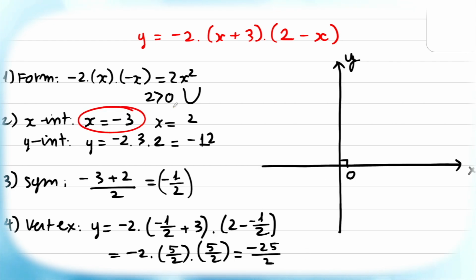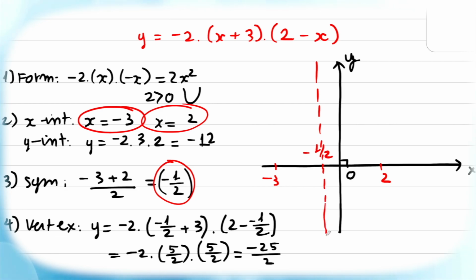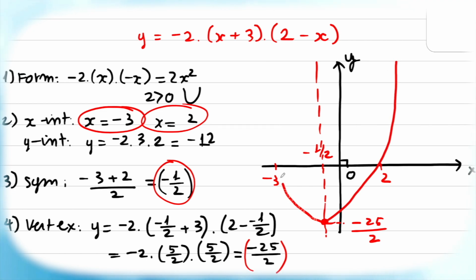The points here are minus 3 and 2. So minus 3 here, 2 here. The symmetrical line is minus 1 over 2. The vertex will be minus 25 over 2. Okay, this belongs at the bottom here. Minus 25 over 2. And the y-intercept will be minus 12. Okay, draw the left-hand side and the right-hand side here. Okay, we got the point of this one will be minus 12.